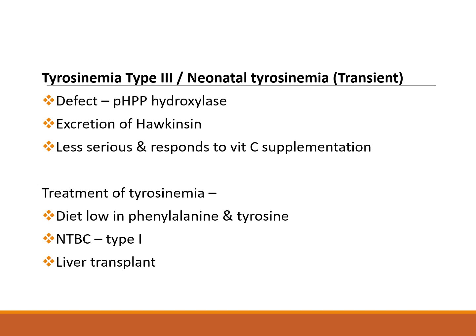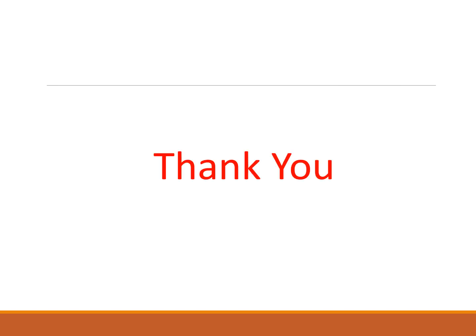So with this we have finished phenylketonuria, alkaptonuria and different types of tyrosinemia. In my next video we will see what are the important products derived from tyrosine and their associated disorders like albinism, Parkinsonism and pheochromocytoma. Thank you.